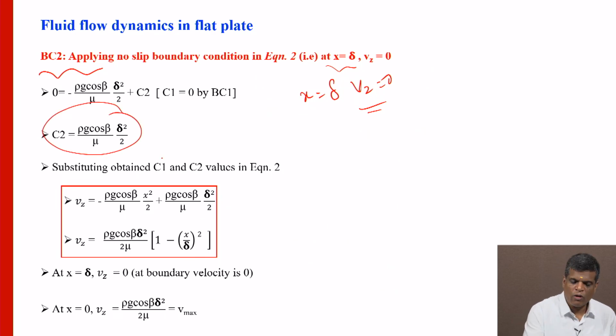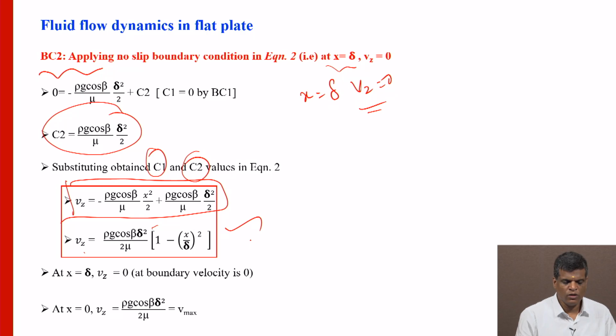So, of course, you know the constants c1 and c2. You substitute them into the above equation, and we will get the expression. After rearranging this equation, v z equals rho g cos theta delta square, and so on. Now we use two boundary conditions: one is x equal to delta, where v z is 0, and the other is x equal to 0, where dv z by dx equals 0.